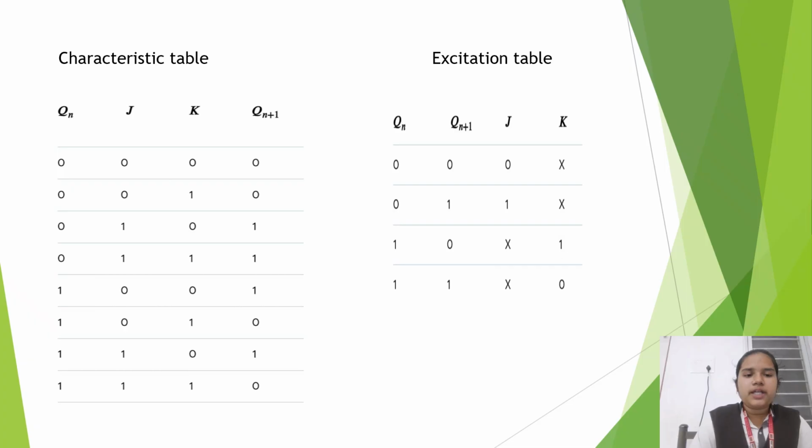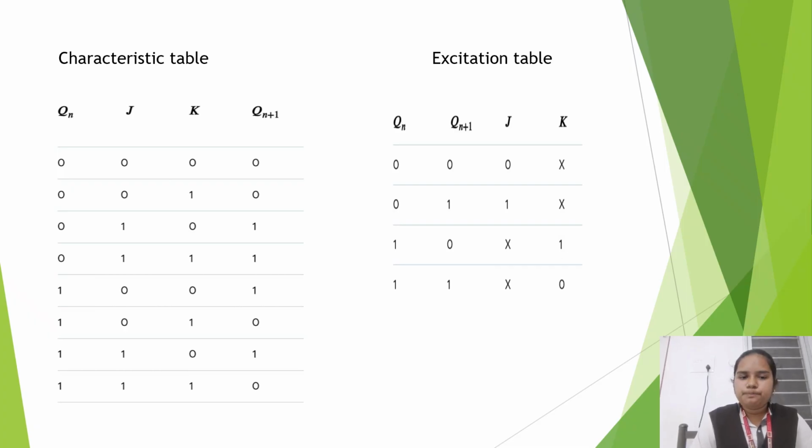For present state 1, with inputs both 0, the next state will be 1. With present state Qn equals 1, J equals 0, K equals 1, Qn plus 1 equals 0. With Qn equals 1, J equals 1, K equals 0, Qn plus 1 is 1, and with J equals 1, K equals 1, the next state will be 0.